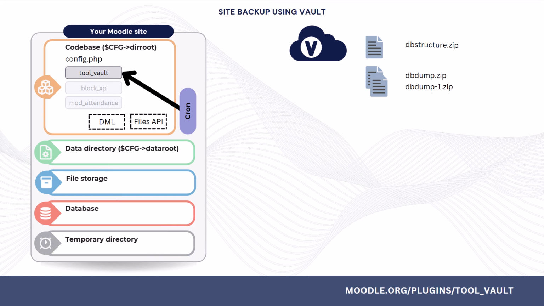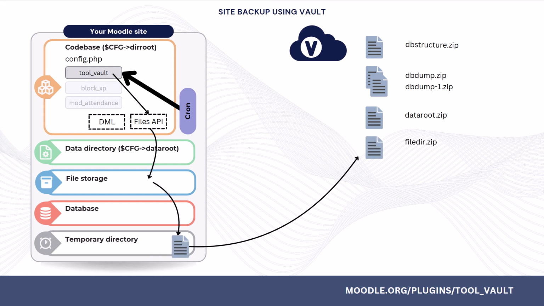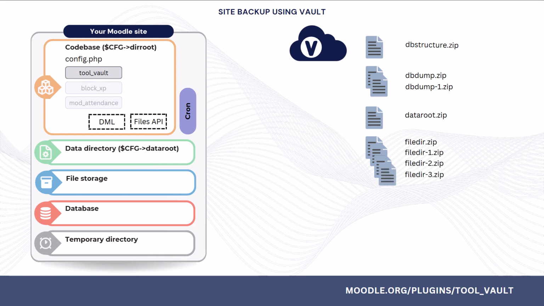After that, Vault moves on to the data directory. It automatically reads all files there, skipping any directories used for caching. The files are archived and uploaded to the cloud. Sometimes, especially if you don't have any language packs, there won't be any files in this directory, and this step will be skipped. Finally, Vault accesses every file in file storage one by one through the Files API. These files are added to the archive and uploaded in chunks, so you may see multiple archive files here as well. And that's it, your backup is complete.